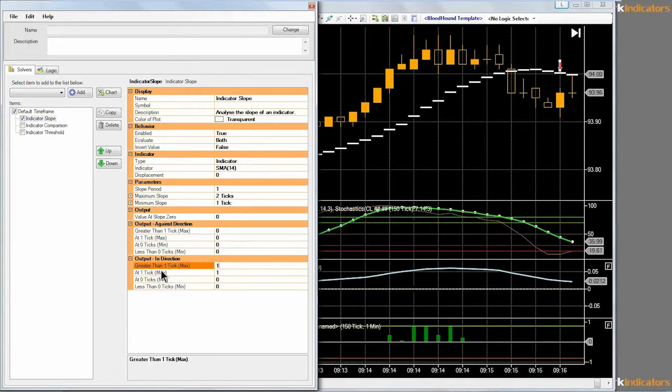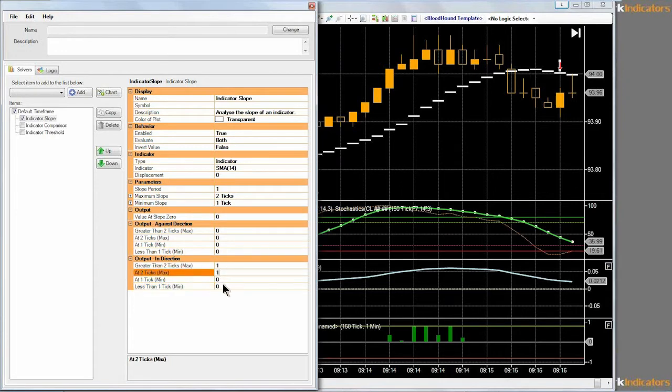If we look at the output here, I'm having a tough time getting my outputs to update, so let me click on a solver and click back. Now we can see our output parameters are going from 1 tick to 2 ticks, so we have 2 ticks and greater than 2 ticks.